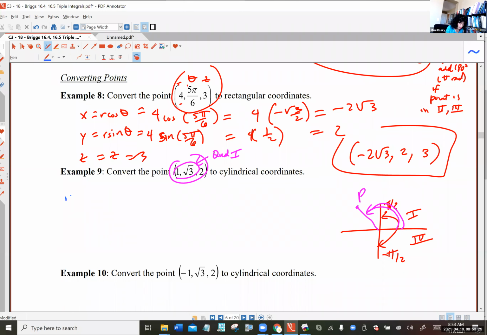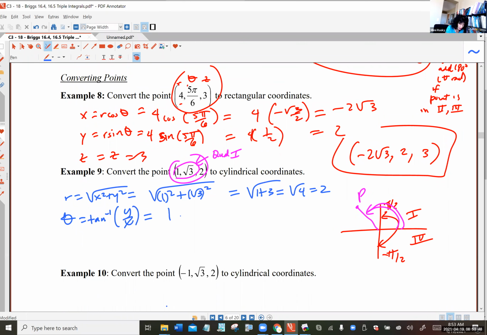So here we go. R is the square root of x squared plus y squared. So for us, it's going to be the square root of 1 squared plus square root of 3 squared, the square root of 1 plus 3. Ooh, this is turning out to be a nice number. Does that always happen? Oh, no, it does not. We got lucky. And then theta, which is arctan of y over x. Be careful, arctan of y over x, not x over y.